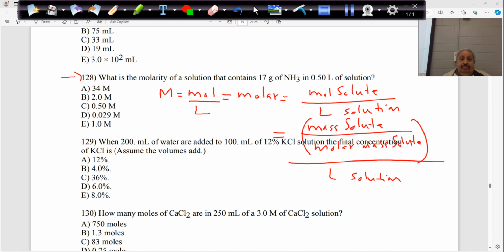So the molarity of 17 grams. So I have this one here. Let's put another color so we can follow the whole thing here. I have 17 grams, correct? That will be 17 grams.